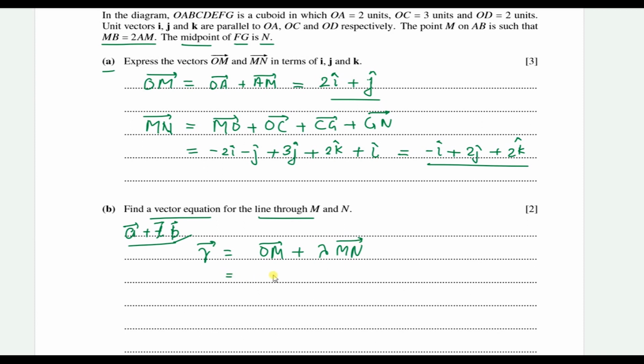It is going to be the OM vector, we already know, that is 2i cap plus j cap plus lambda times MN, that is minus i cap plus 2j cap plus 2k cap. So vector r is equal to 2i cap plus j cap plus lambda times minus i cap plus 2j cap plus 2k cap, which is the vector equation of the line passing through M and N. I hope it is clear.